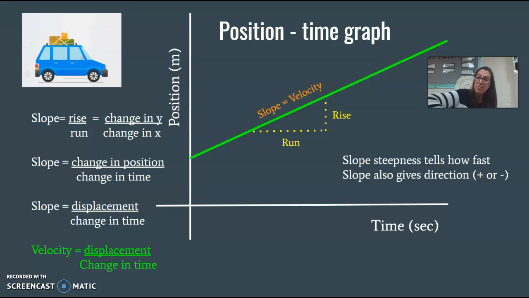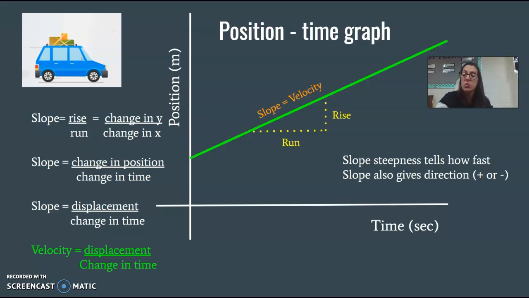If it's really, really steep, it means it's covering a lot of position in a little amount of time, and so it's moving really, really fast. If it's really, really shallow, it means it's moving really, really slow. Or if it's a horizontal line where the position stays the same for the entire time, it means you're not moving at all. And so the slope can tell us what the velocity is. And that really you can see from the units. And this is why the units are so important. We know that to find the slope, it's a change in position over time.